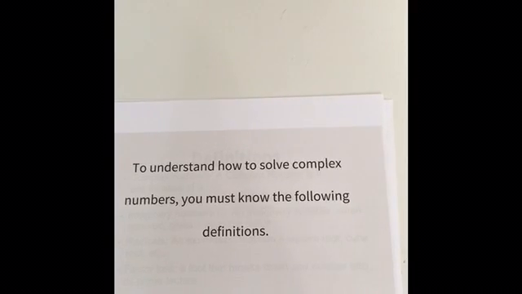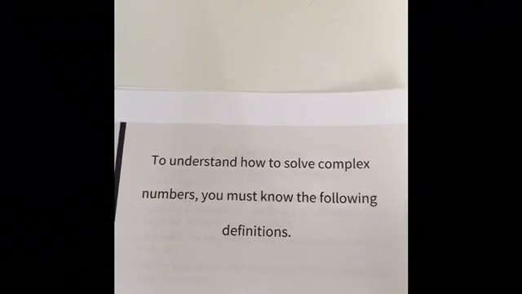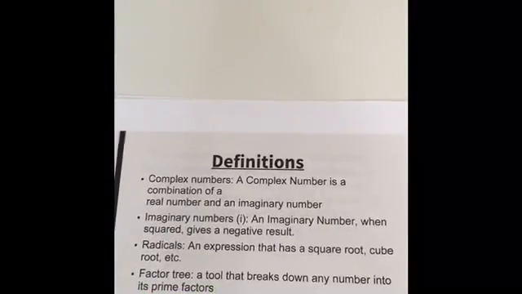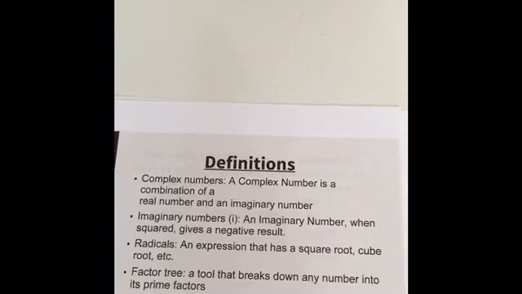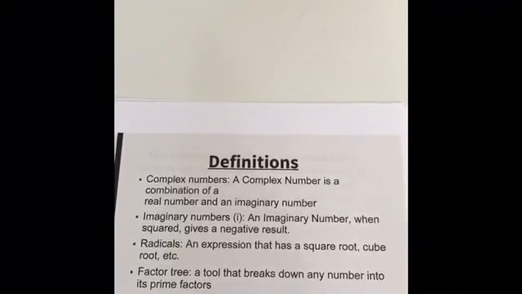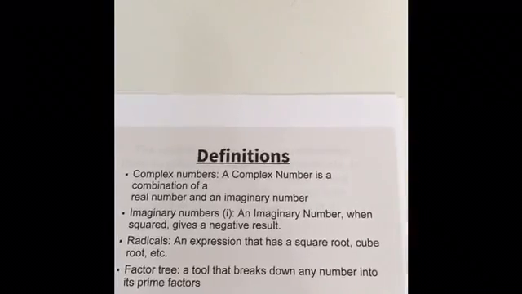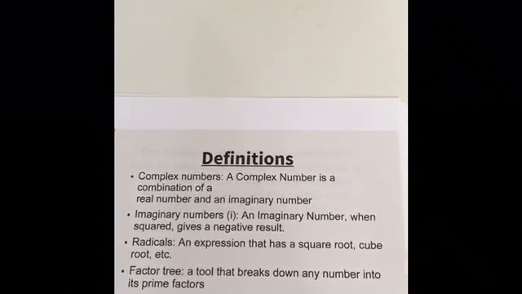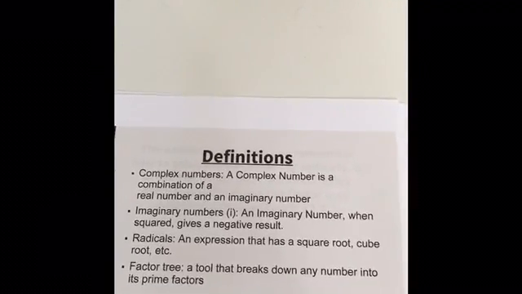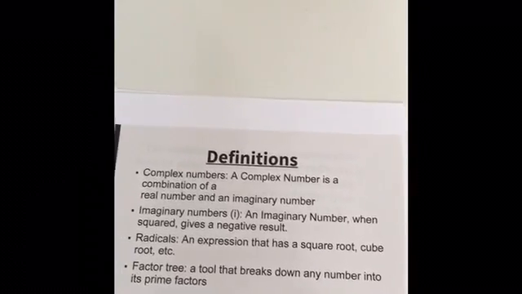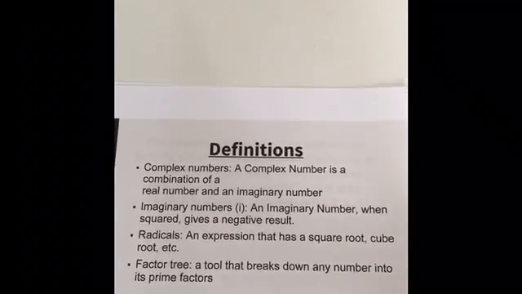To understand how to solve complex numbers, you must know the following definitions. Complex numbers. A complex number is a combination of a real number and an imaginary number. Imaginary numbers, known as i. An imaginary number, when squared, gives a negative result. Radicals. An expression that has a square root, cube root, etc. And factor tree, a tool that breaks down any number into its prime factors.